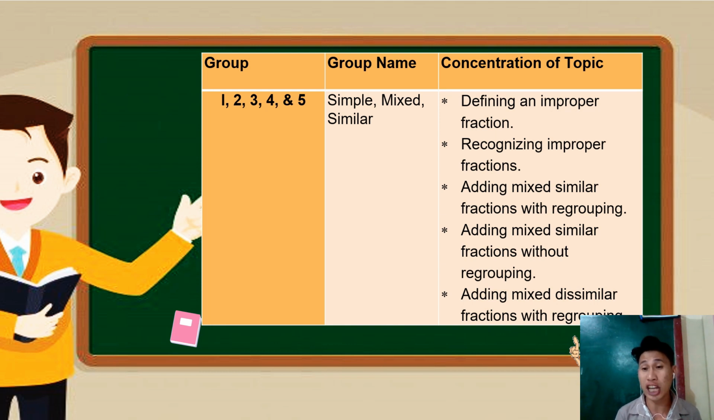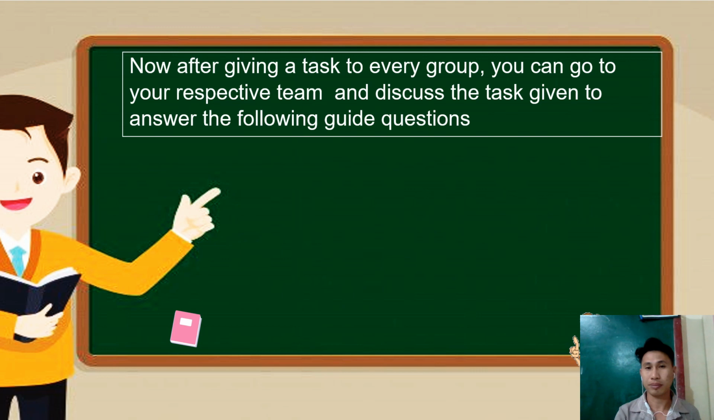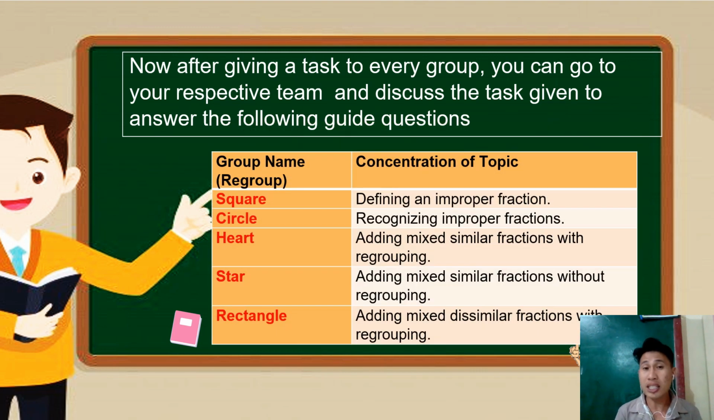This is the original group. After this, they will brainstorm on the specific question they choose. After the 4 minutes, they are ready for their new groups. These are the names of the groups: square, circle, heart, star, and rectangle. This can be found at the back of the guided question that was already prepared by the teacher prior to the activity. Example, the square should only focus on defining an improper fraction. Therefore, there are 5 groups.